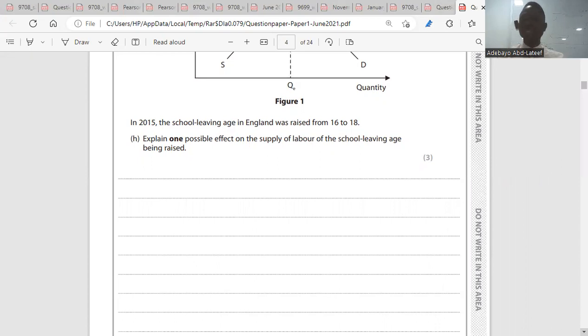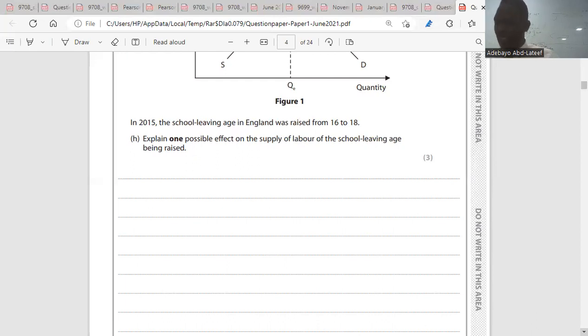The first point is that with the school leaving age being increased, the number of years students have to spend in school would increase, making it less supply of labor. And if there's less supply of labor, demand for labor would increase, meaning that wage rates would rise for firms. Is it clear? Any question about that?